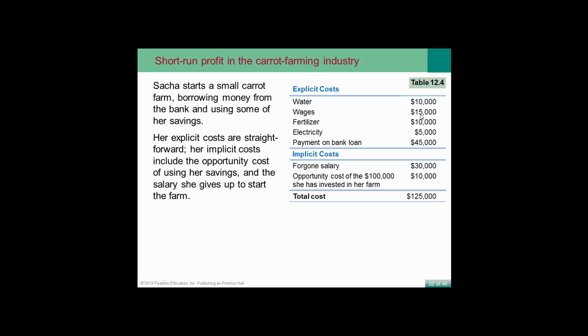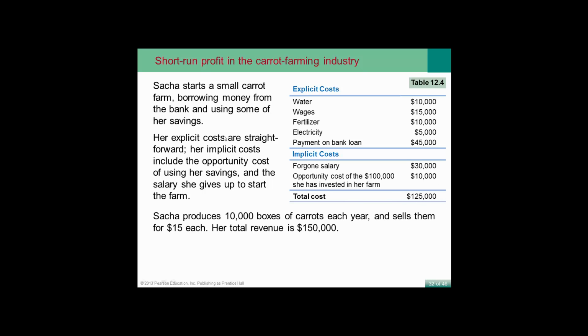So she has water, wages, fertilizer, electricity, and payments to the bank. Her implicit costs are a $30,000 salary and the opportunity cost of the $100,000 she has invested in the farm. Total cost of the farm: $125,000. She produces 10,000 boxes of carrots each year and sells them for $15 each. Her total revenue is $150,000. She has a profit of $25,000 per year, the $150,000 minus the $125,000 of total cost.